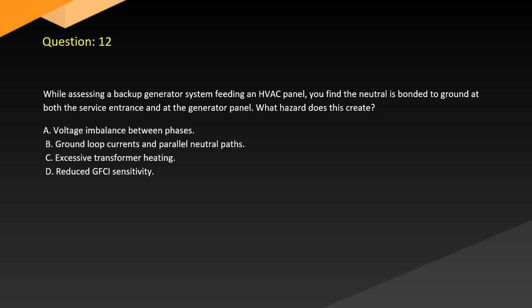Question 12. While assessing a backup generator system feeding an HVAC panel, you find the neutral is bonded to ground at both the service entrance and at the generator panel. What hazard does this create? A. Voltage imbalance between phases. B. Ground loop currents and parallel neutral paths. C. Excessive transformer heating. D. Reduced GFCI sensitivity.